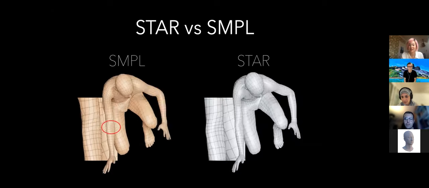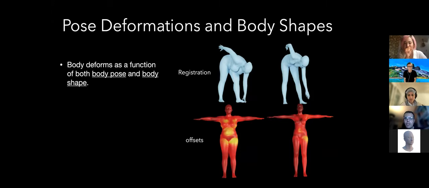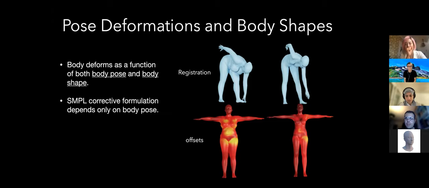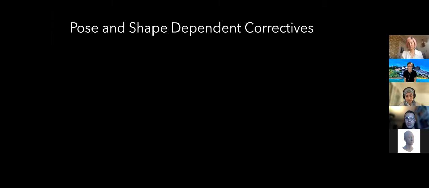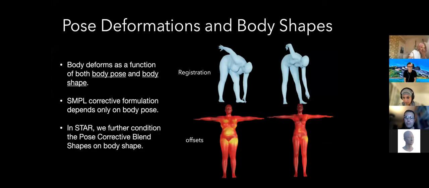One thing I will not talk about because I only have 6 minutes. And the second thing is the pose deformations. So we want to condition on body shape, right? Body deformations should depend on both body pose and body shape. And since Simple depends only on body pose, we want to extend this formulation of the pose-corrective blend shapes to be based on body shape.